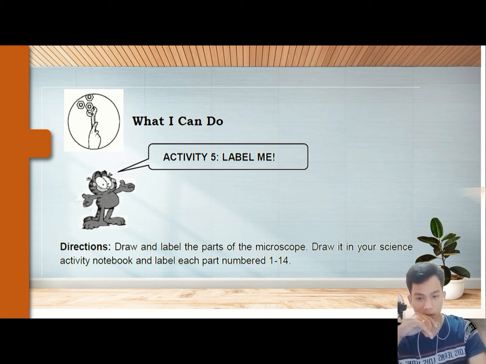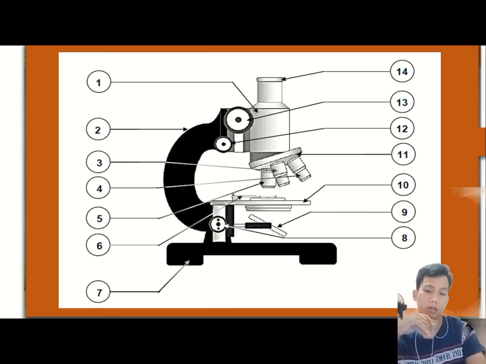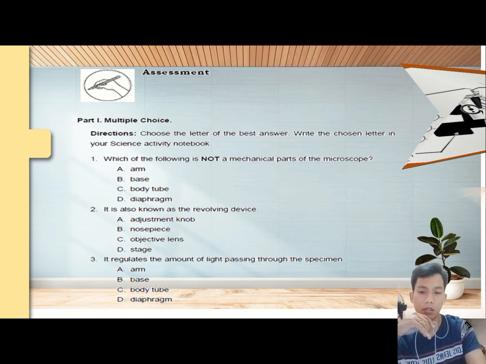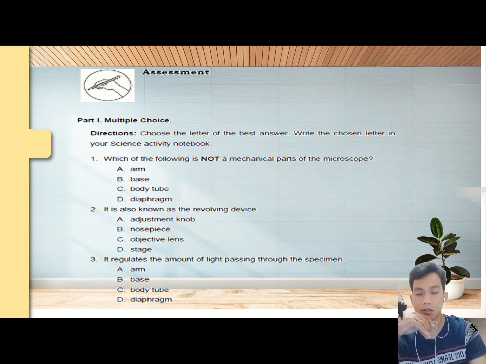Activity 5, label me. From the word label me. Ang gagawin mo is to draw and label the parts of the microscope. Okay, so yung drawing natin, mayroon kang makikita ganyan sa module mo, kahit yan na yung kopyahin mo, then you label the different parts of the microscope. Okay? Next is the post assessment.